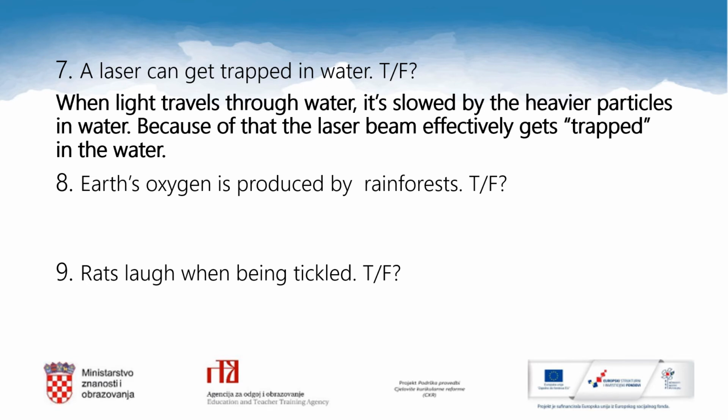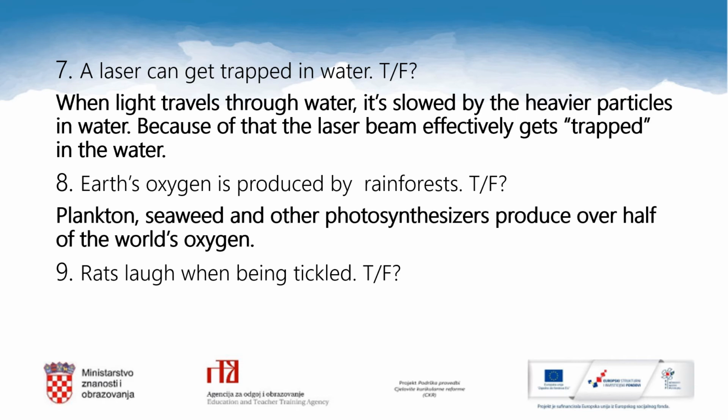Leah, question number 8. Earth's oxygen is produced by rainforests. True or false? I'm not sure, but it may not be true. So I will say false. And you are correct. Plankton, seaweed, and other photosynthesizers produce over half of the world's oxygen.